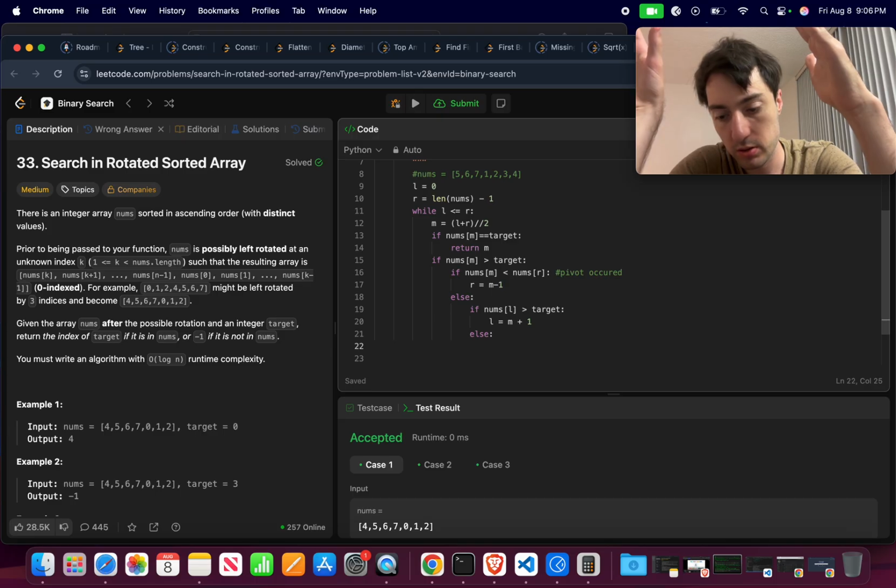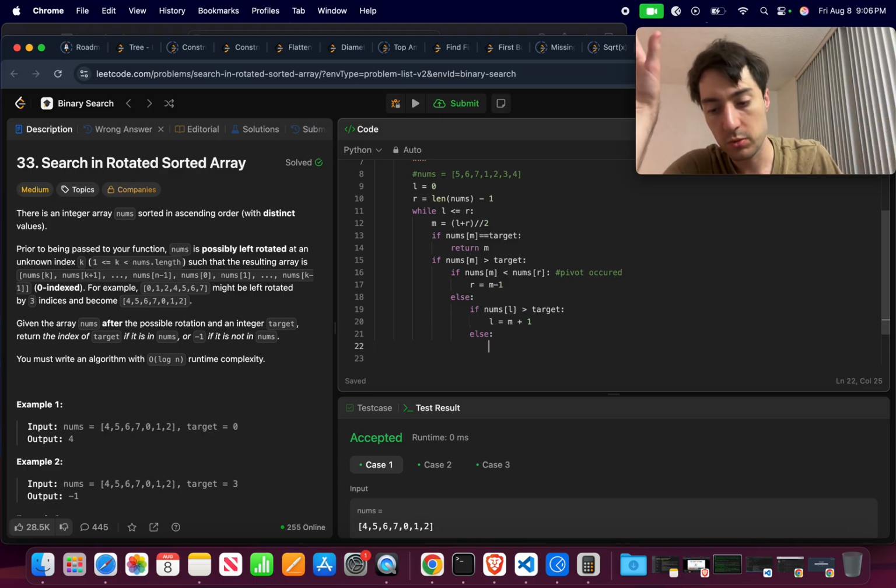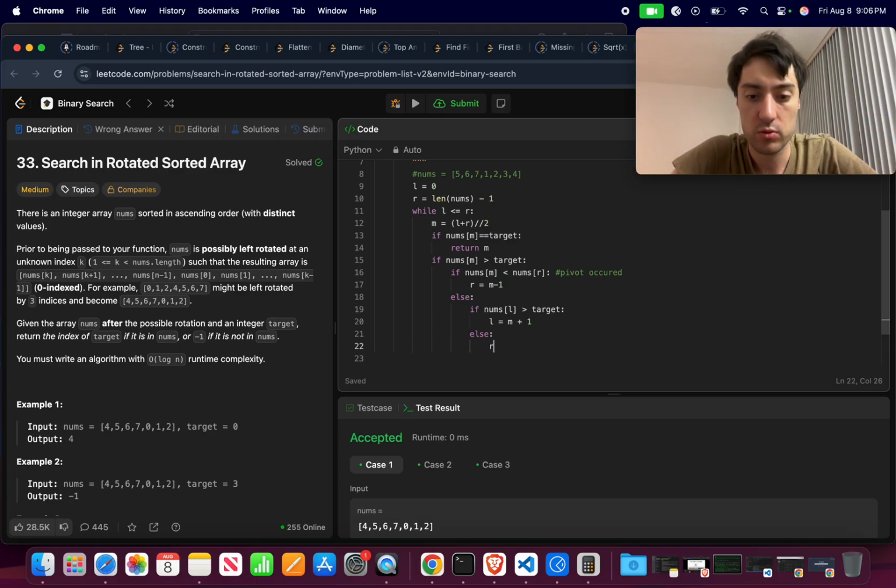Otherwise, what I want to do is say that, okay, no, that number is smaller, so I'm going to keep my left. So that means right is going to be equal to mid plus 1. Okay.